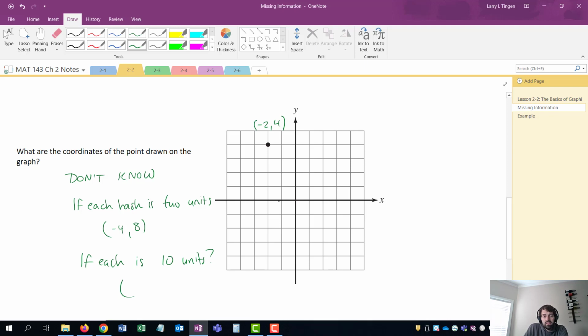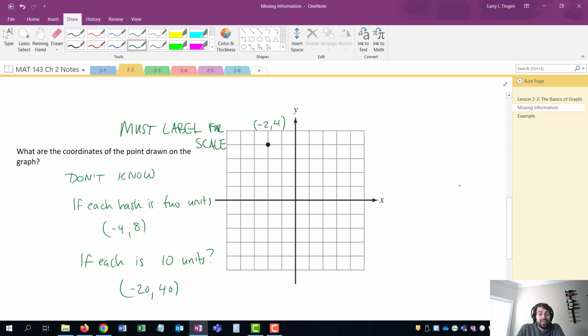Then if each of them is 10, then this is -20, or excuse me, -20, +40. So again, you must label for a scale, so we have an idea that we know what's going on.